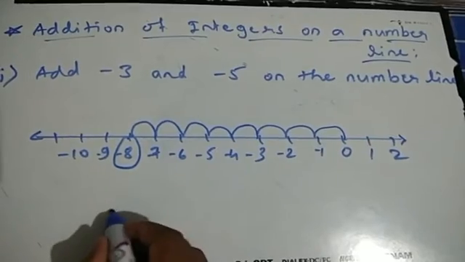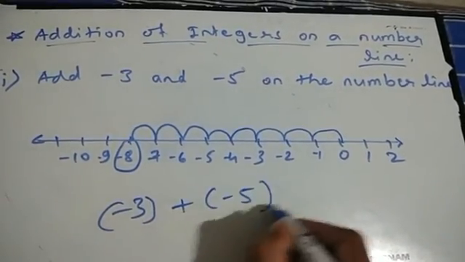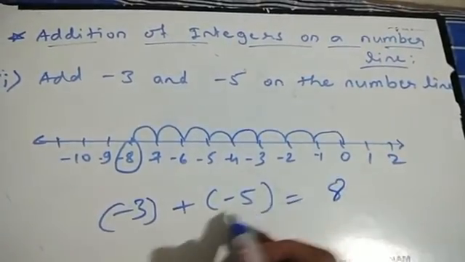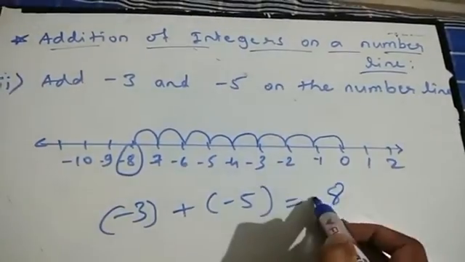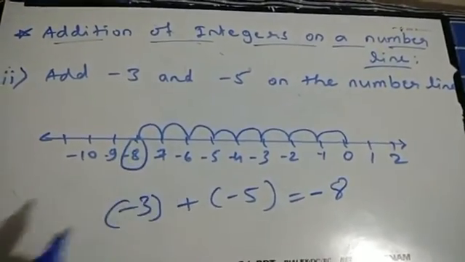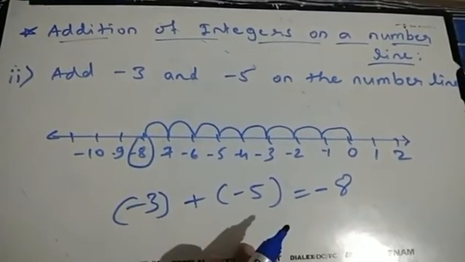And just now we studied that if two integers are negative, then we have to add them. So 5 plus 3 is 8. And what is the sign of the greater number? That is minus. Therefore minus 8 will be the answer. And here also we got minus 8 only. Therefore minus 3 plus minus 5 is minus 8.